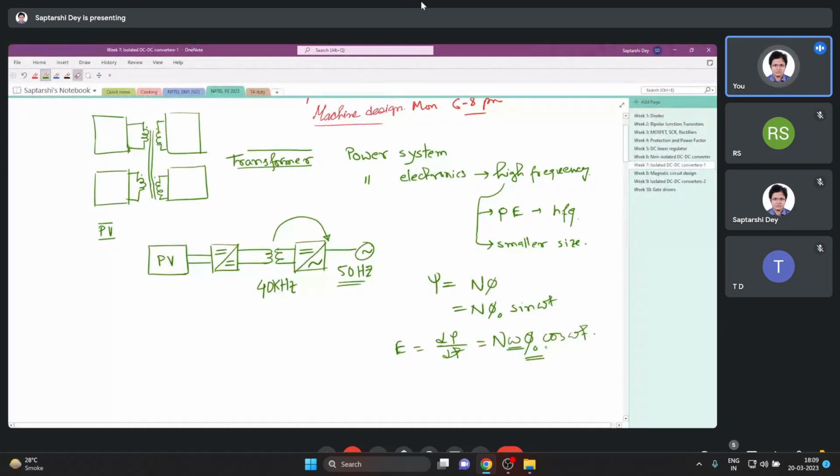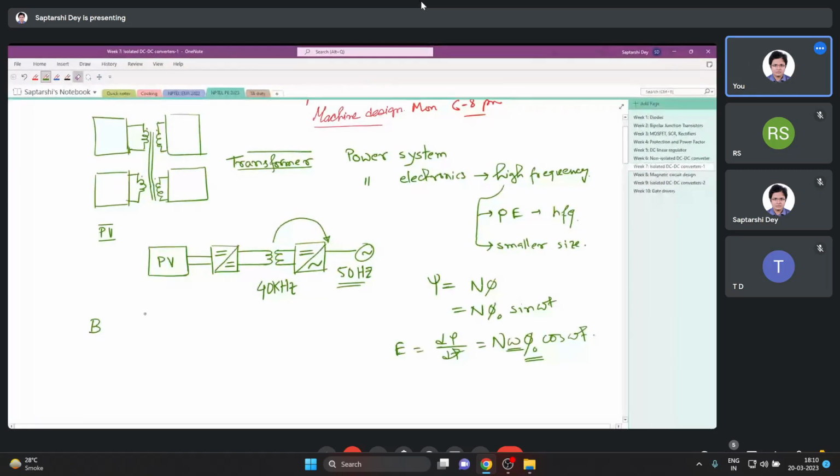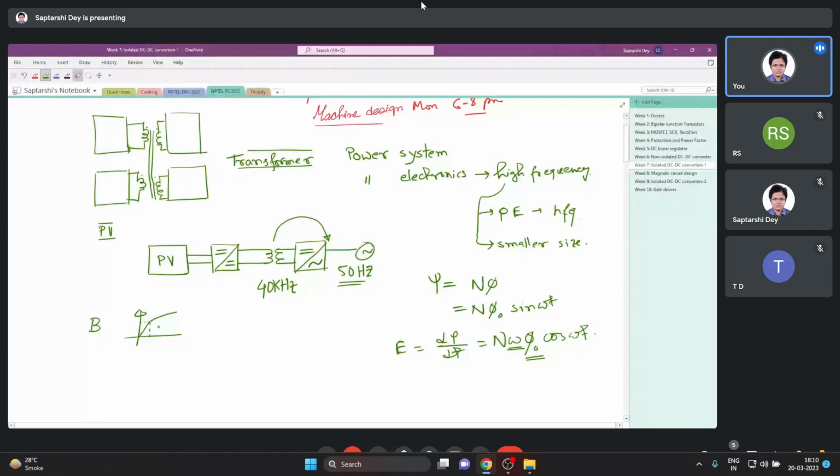you can operate the transformer at a lower flux so as to have the same EMF, right? So higher frequency means smaller flux. That means we can have a smaller core also. We discussed this last day that we have a restriction on the value of B. We cannot operate beyond a certain point. It will start drawing a lot of magnetizing current.